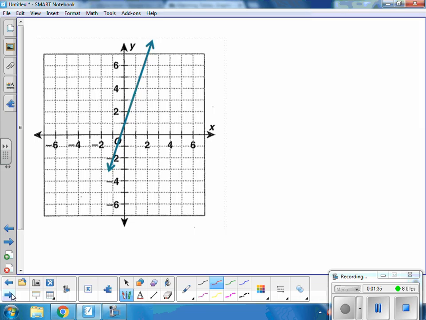Let's try another one. Again, we want to find the y-intercept, which is right here where it intercepts the y-axis, and that looks like it's at 1. So y equals the slope times x, and it's at positive 1. Now I'm going to work on the slope, which is my rise over run. I'm going to pick 2 points. I'll pick the y-intercept, and I'm looking for a point that hits the intersection. Right there, so I'm going to rise 1, 2, 3, and I run 1. And so my slope is 3.